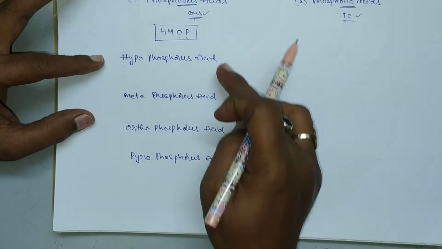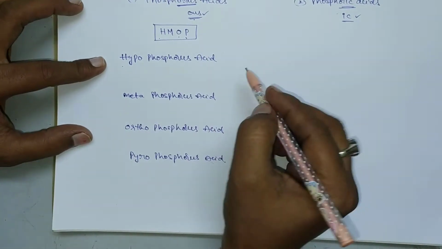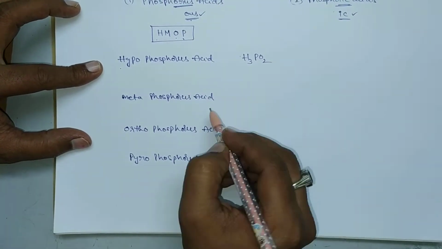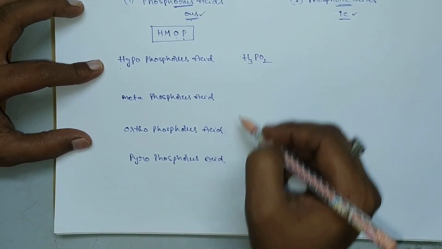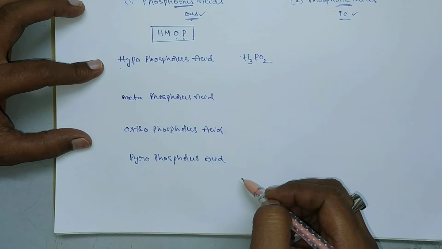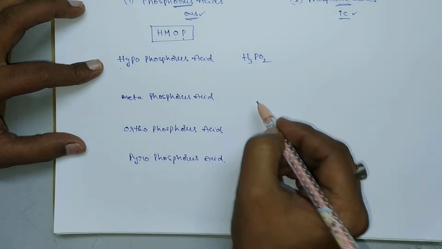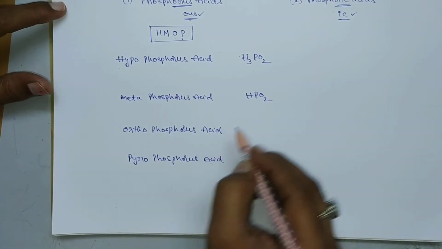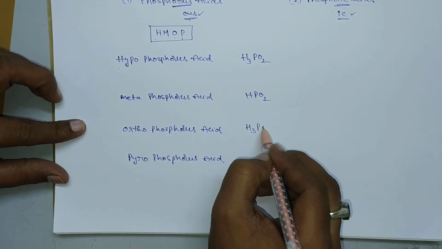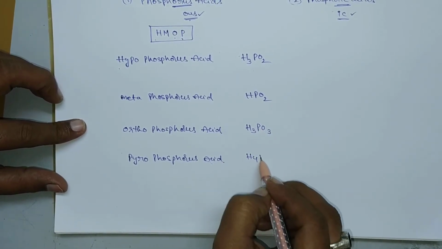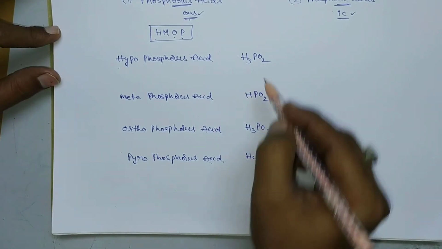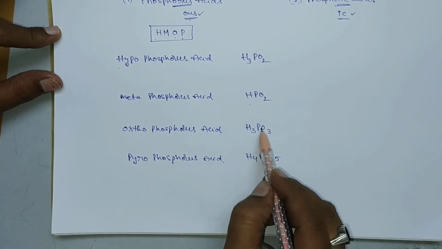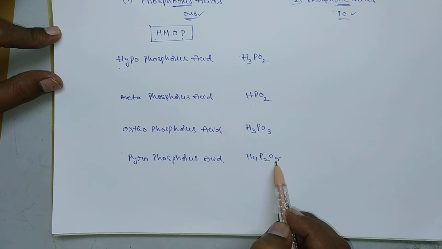Now we have to remember the formulas of these compounds. The first one is hypophosphorus acid, which is H3PO2. You have to increase the oxidation state, which means we have to increase the number of oxygens here. The oxygen content goes on increasing. So metaphosphorus acid is HPO2. Next, orthophosphorus acid is H3PO3. Next is H4P2O5. Like this we are increasing the content of oxygens. So H3PO2, HPO2, H3PO3 and H4P2O5.